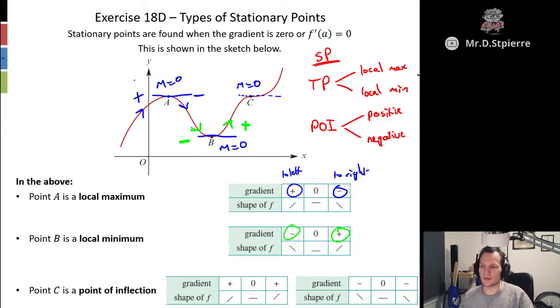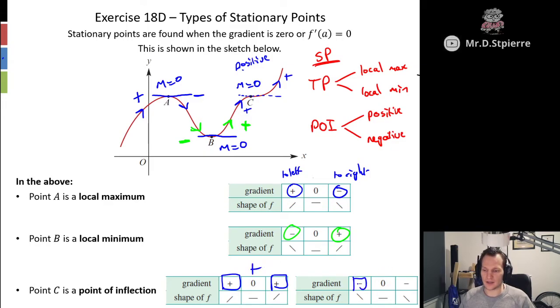So since there's a difference in the traits, we can use that to identify the type. But then that raises the question, what about a point of inflection? Well, at a point of inflection, the gradient in this case is going positive. It goes to m equals 0, but then directly afterwards, it is positive. So we can quickly identify a point of inflection. In this case, I'm calling this a positive point of inflection, because to the left is positive and to the right is positive. The gradient is the same on both sides. In this case, it's positive.